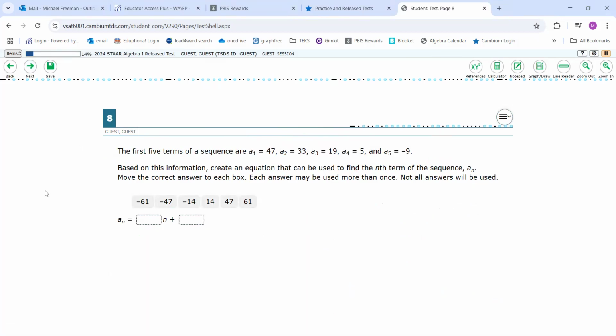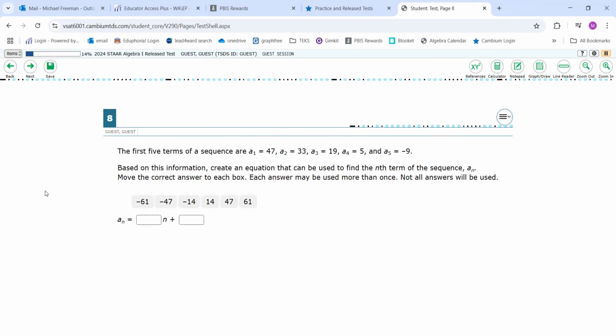The first five terms of a sequence are A1 equals 47, A2 equals 33, A3 equals 19, A4 equals 5, and A5 equals negative 9. Based on this information, create an equation that can be used to find the nth term of the sequence. All right, so we're just trying to figure out, well, what's the pattern?